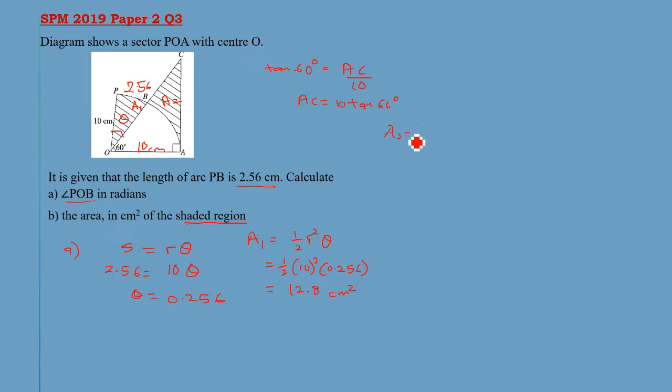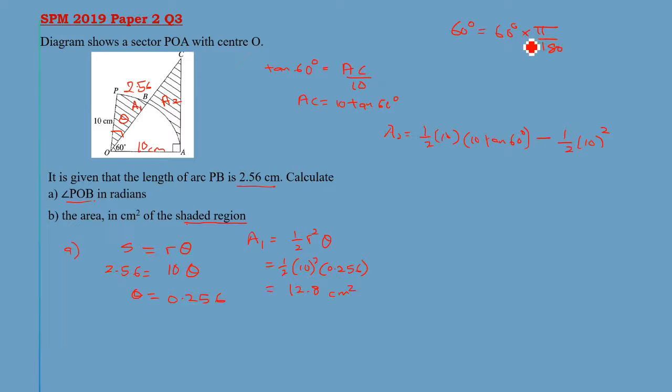So A2 will be, area of the big triangle, half times your base, which is 10, times your height, which we have found is 10 tangent 60, minus area of this sector, the one not shaded, which is half r squared theta, where the radius is 10, and the 60 degrees you will have to change to radian form. What is 60 degrees in radian form? Let's do it separately. 60 degrees in radian form will be 60 times pi over 180.